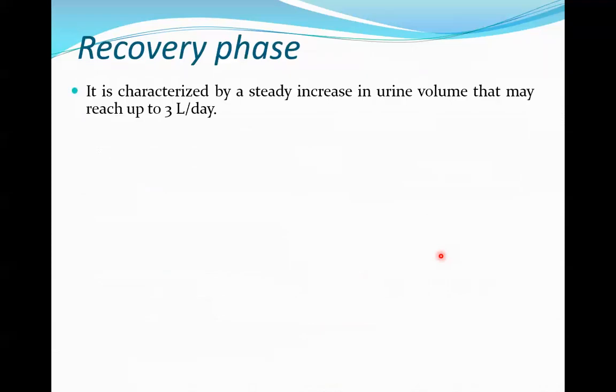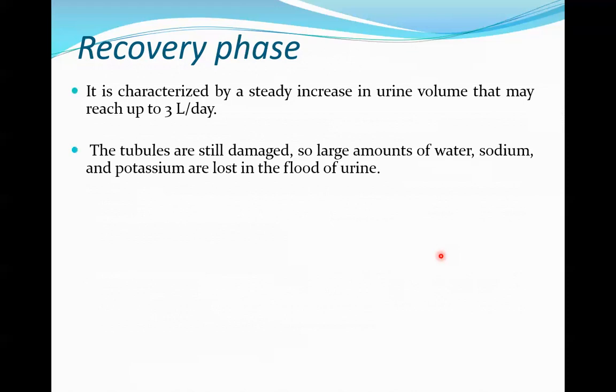In the recovery phase, it is characterized by a steady increase in the urine volume that may reach up to 3 liters. Normal is 2. Excessive amount of urine is being formed because the fluid has accumulated in the body, so it has to go out. So it is now being excreted by the kidney. The tubules are still damaged because it is not fully recovered. So a large amount of water, sodium and potassium is lost in the urine.